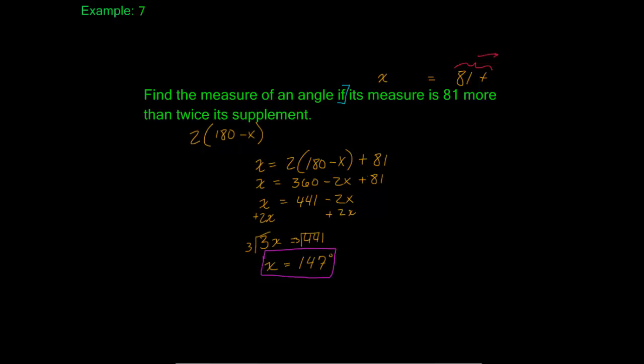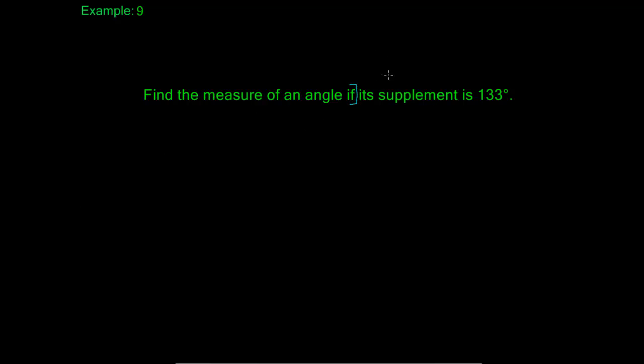Alright, so now let's move on along to our last example. Example 9. Find the measure of an angle if its supplement is 113 degrees. So here's our if. So this is where we're starting. And let's go ahead, its supplement, so we know that is a 180 minus x is, and then we just have our 113. Alright, simple enough.